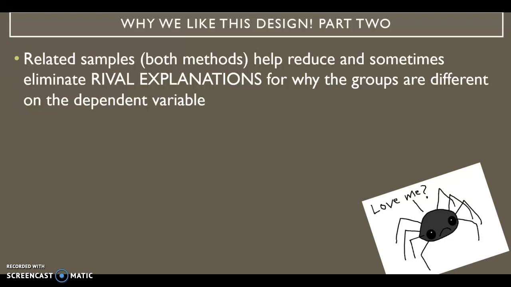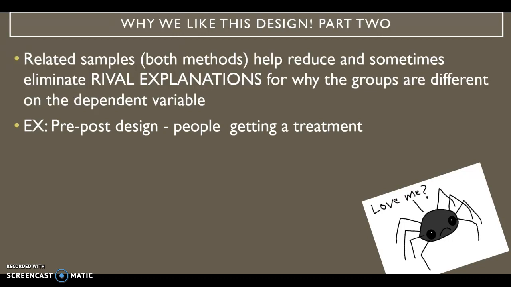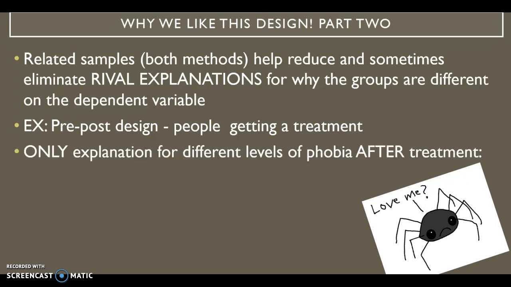We also like this design because when you think about it from a research design point of view, it does reduce or even eliminate rival explanations as to why the groups are different. Okay, so if we take the example of the people getting treatment, we've measured those people prior to them getting treatment, and then we gave them all the treatment, and we measured those exact same people after getting the treatment. So if they change in some huge way, then here are the only explanations for why we could have gotten that change.